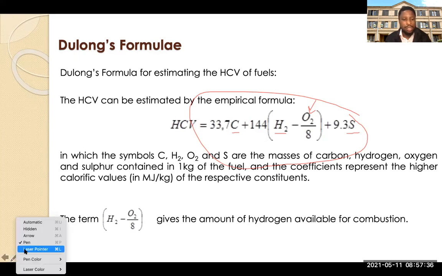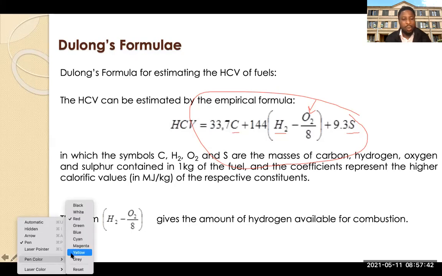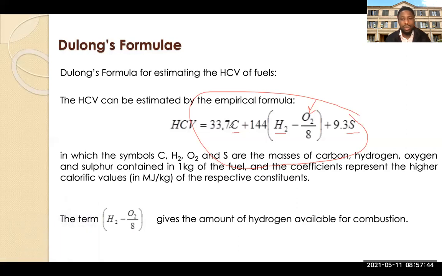is their coefficients. So in front of each of them is their coefficients. So you've got a coefficient in front of each of them. So we have this coefficient for that. There is one here for hydrogen. And then you have this 144 that caters for all of them. And the coefficients represent the higher calorific values of the respective constituents.